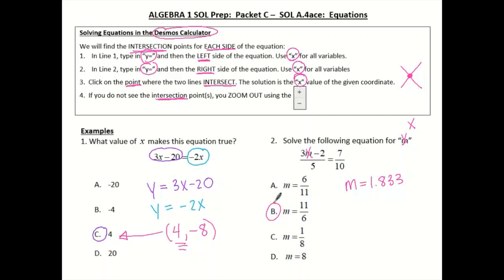All right, so let's take a look at our next example. This one says solve for n. Remember, whenever it says a letter, we're going to cross that out and put x. So I'm not looking for n here. I'm going to actually look for x. Okay. So this time there's no multiple choice. But we're going to do the same thing.